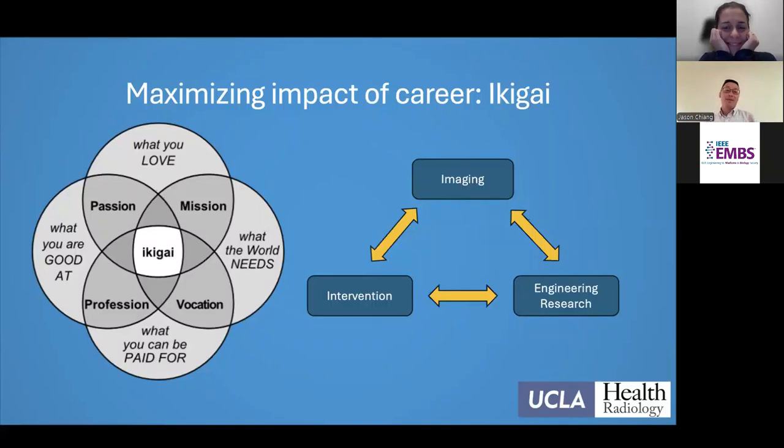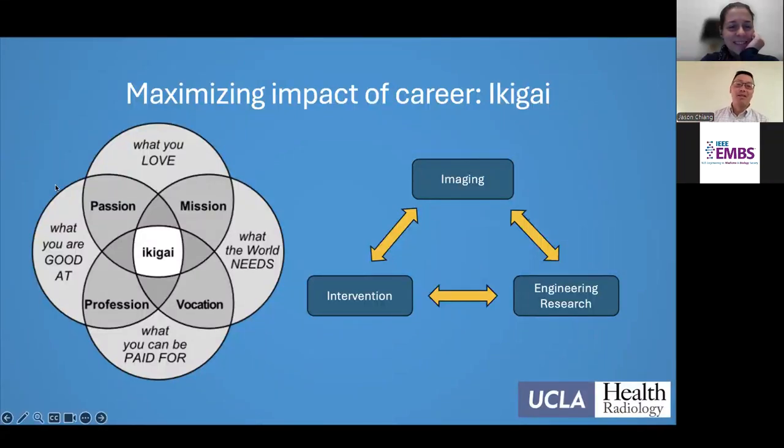But basically, this is kind of how I designed my life. I do diagnostic imaging as one specialty. The interventional part, which is doing the ablations, the TACE and Y90, is the part where you can actually treat patients. And then the engineering research feeds into both the imaging and the interventional radiology. So I always look at this idea of, I don't even know if I'm pronouncing it right, ikigai, which is how to maximize the impact of your career.